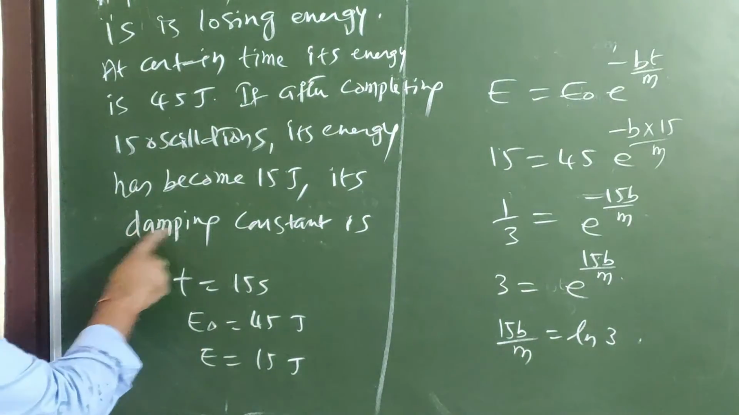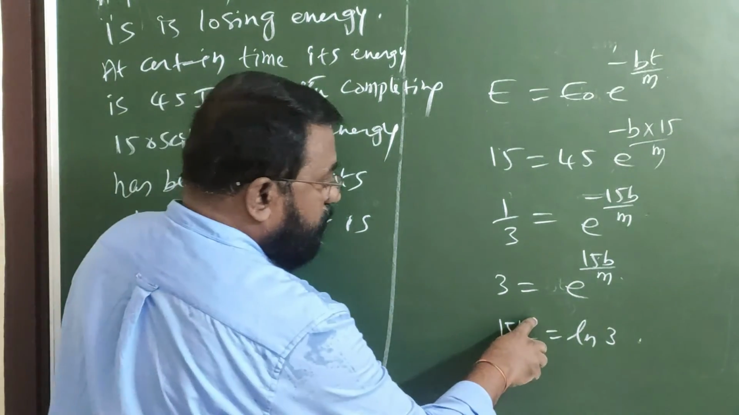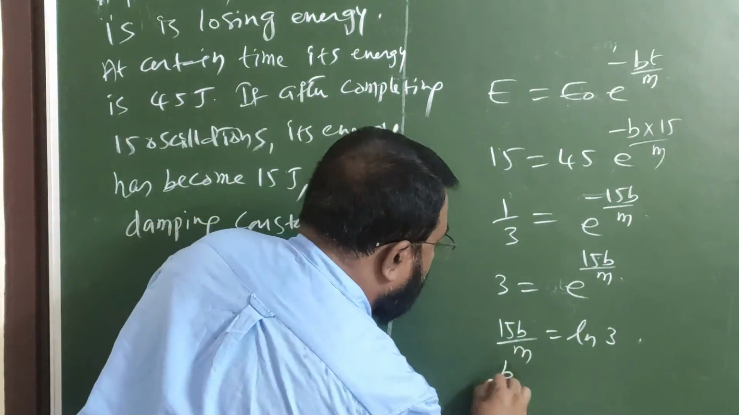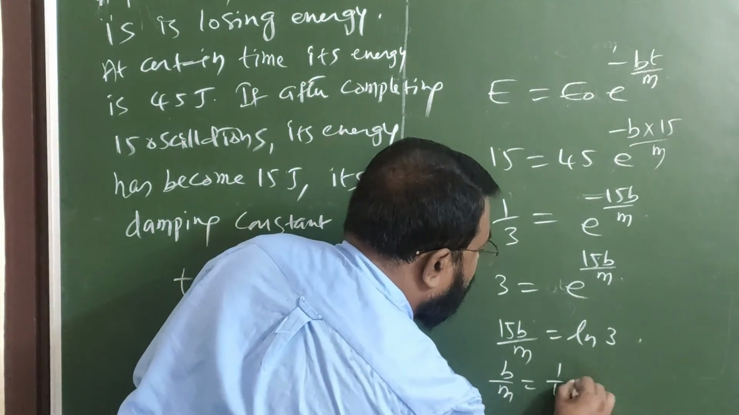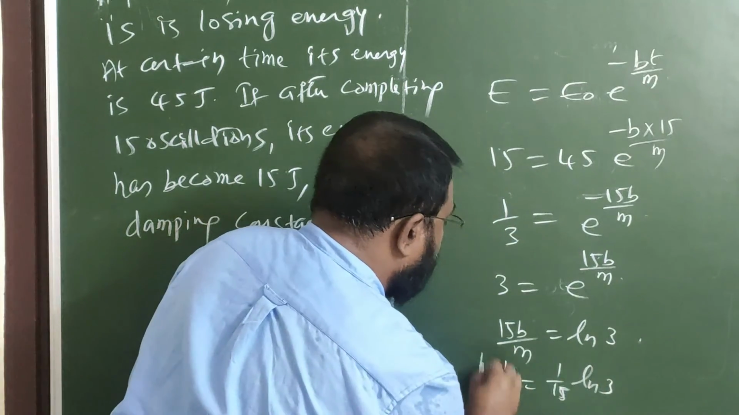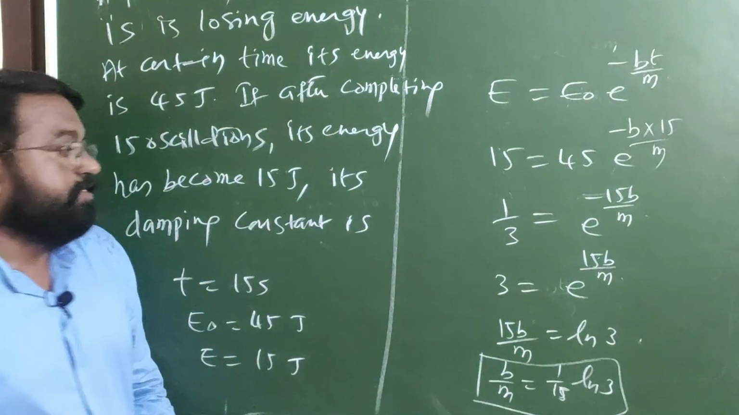But you have to find out the damping constant. Damping constant is nothing but b by m. Therefore, b by m is equal to 1 by 15 ln 3. This is the final answer.